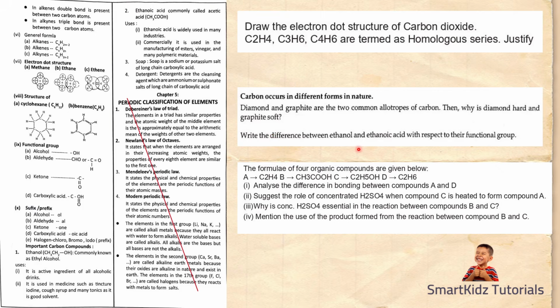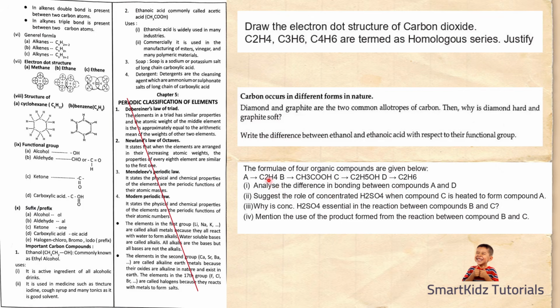Write the difference between ethanol and ethanoic acid with respect to their functional group. So you should know the functional group of alcohol and the functional group of carboxylic acid. And this is a question that I liked, so I put it over here. The formulae of four organic compounds are given below: C2H4, CH3COOH, C2H5OH, C2H6. First it says, analyze the difference in bonding between compounds A and D. A is this, D is this. So this is C2H4, which clearly shows you that there is a double bond here.